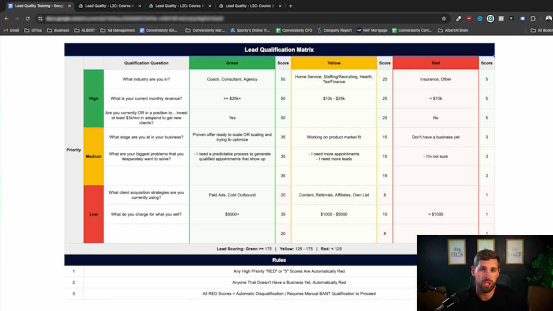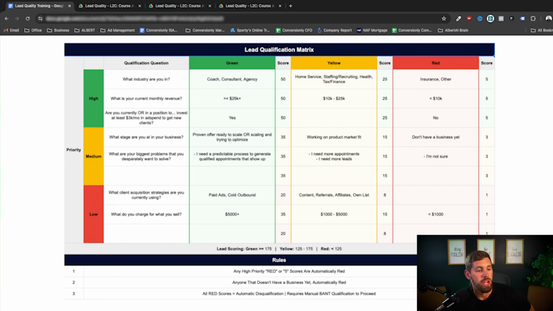For instance, if you're a coach, consultant, or an agency, then we're gonna give you a score of 50, okay? If you're home services, we're gonna give you a 25, and if you're insurance or other, we're gonna give you a 5. For our medium priority, we decrease our scores to 35, 15, and 3. And then for low priority questions, we drop it down to 20, 8, and 1. And you see some typos here. That's just something I didn't fix. With that said, you're gonna have different questions and answers for your business.